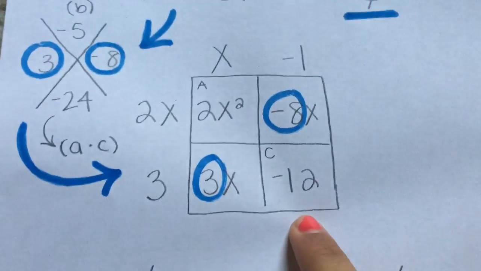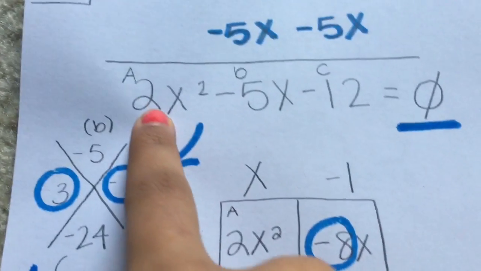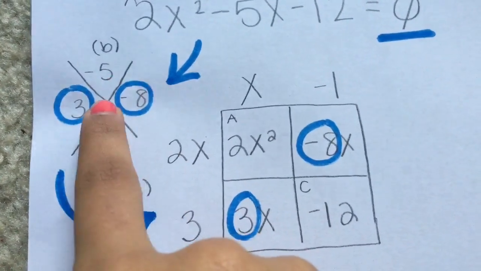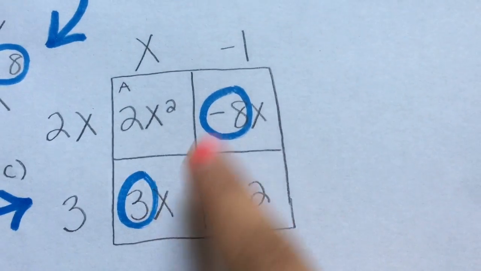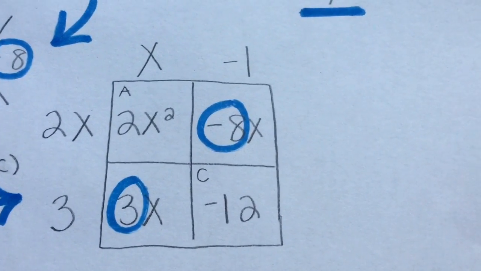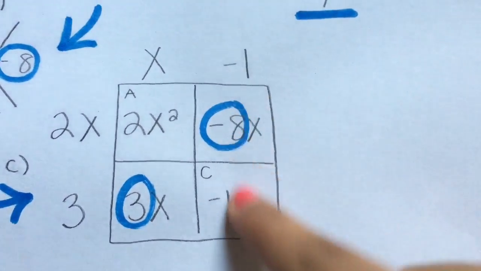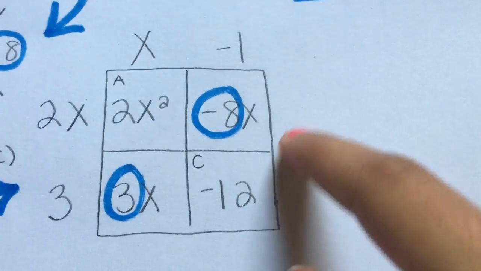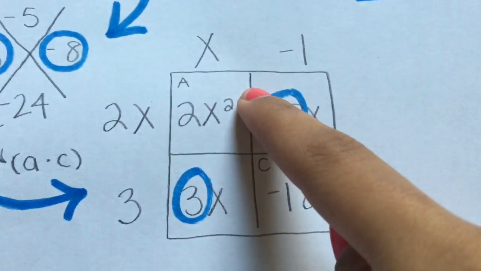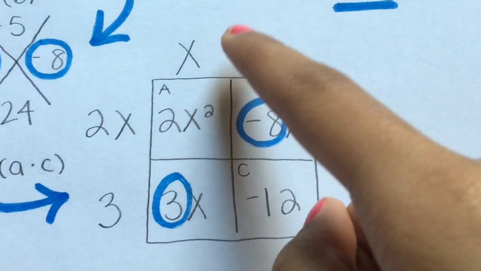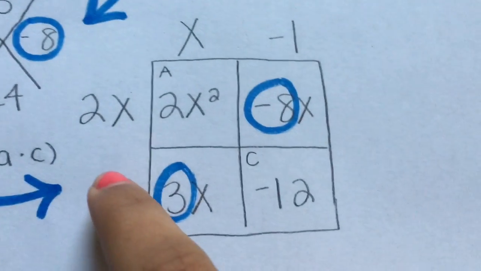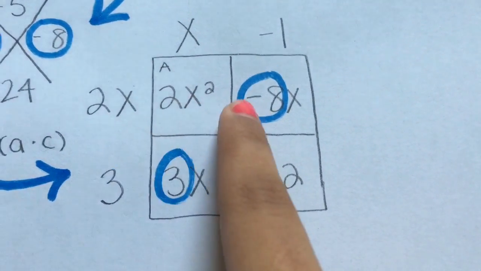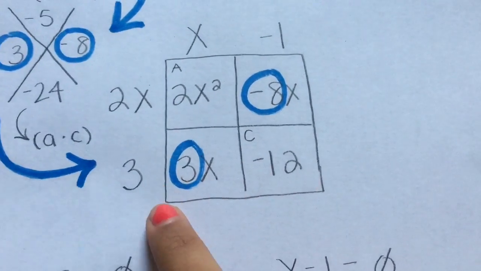Then from there, you make a box, and you put the A and the C in these two corners, and then you take your two numbers from here and you put them here, and you add an x to the end. And then from there, you see what these have in common with each other. So this only has negative 1 in common with each other, and this has two x's, so the only thing in common is the x. And this 2 can go into negative 8 and 2, so it would be 2x, and then 3 can go into 3 and 12, so it would be 3.